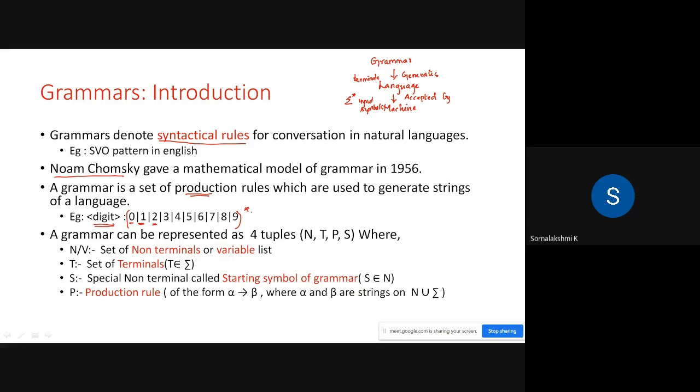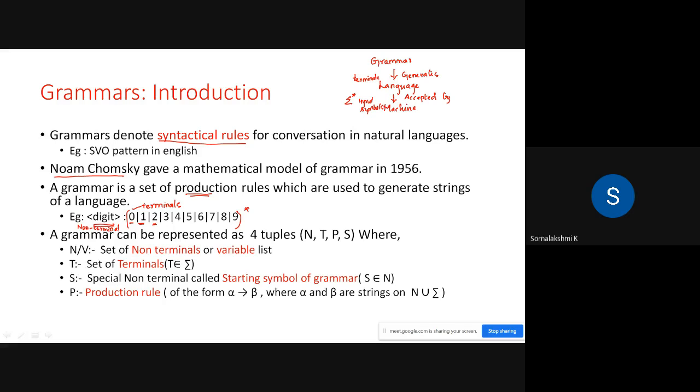So the digit was an example rule. We saw that 0, 1, 2, 3 are symbols, and these are called terminal symbols, or terminals. The variable where you can substitute is called either a non-terminal or a variable. What do you mean by non-terminal? You cannot have it in the final string. Non-terminals will not be present in the final string. Non-terminals have to be substituted. They have to be rewritten in terms of terminals. How can I rewrite a non-terminal in terms of terminals?